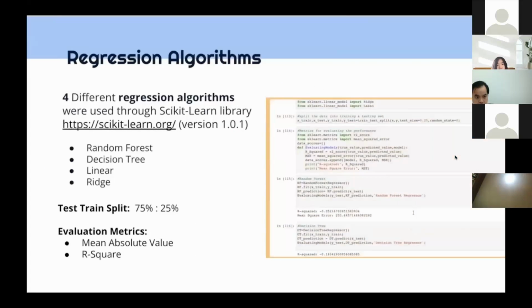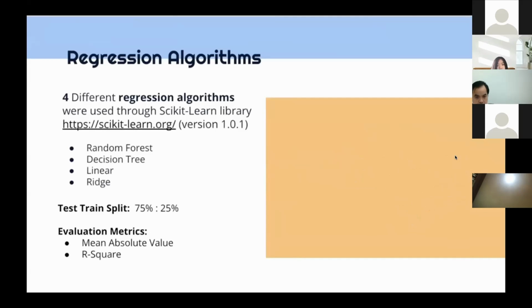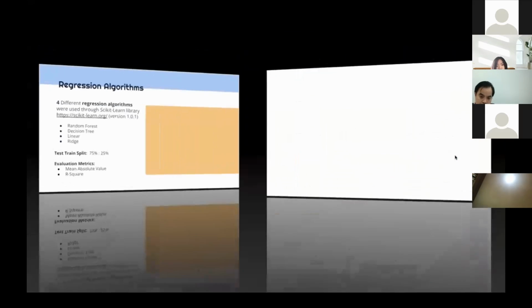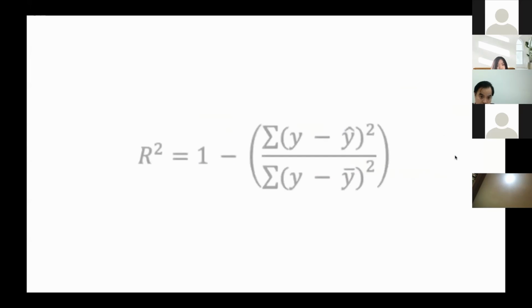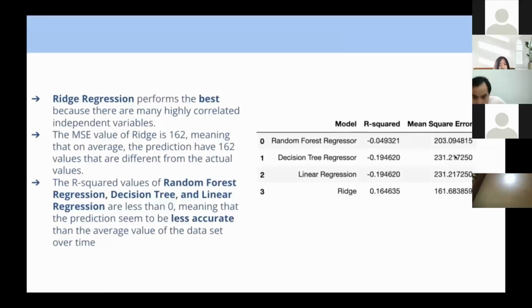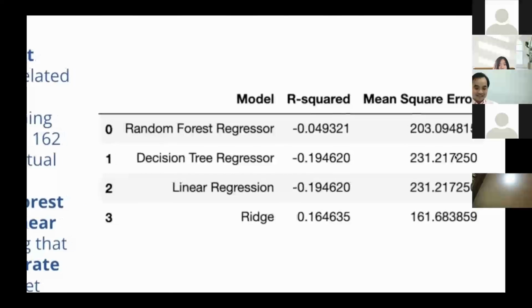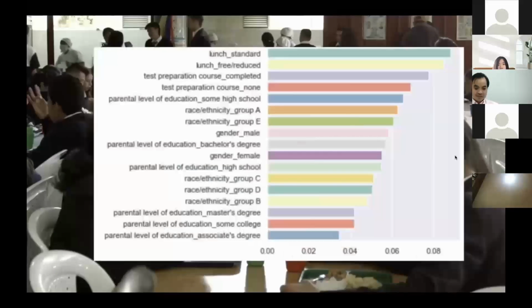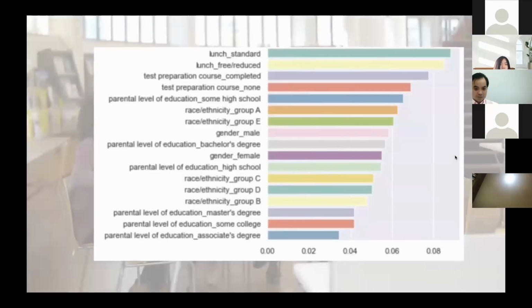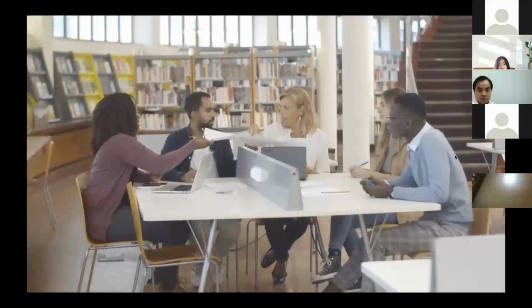Now let's take a look at a predictive model that was built using 4 different regression algorithms, including random forest, decision tree, linear, and ridge. By evaluating using R-square and mean-square error as metrics, the result has shown that the ridge regression performs the best with the least mean-square error and highest R-square value. From the random forest feature importance plot, it can be seen that the data attributes related to the lunch program and test preparation course of the students are among the factors influencing most of the regression process.